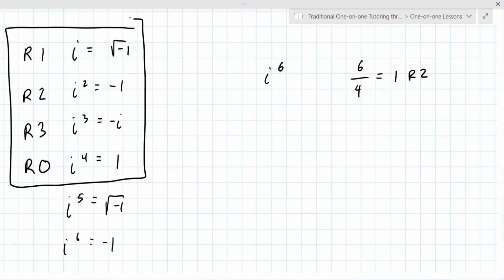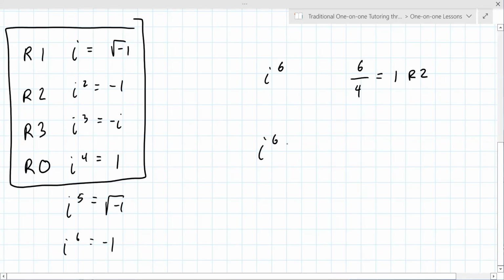So now i to the sixth is really i squared, which is -1. And it's not too bad when it's a small list like this, but let's say it was i to the 66 power. So for example, it'd be like 66 over 4. And if you were to do the long division, you would find that that is 16 with a remainder of 2. So it also ends up being i squared.